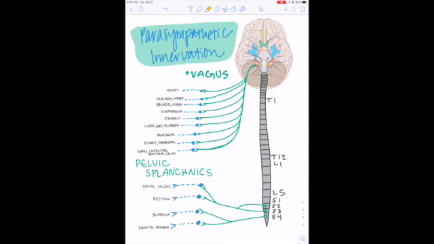Parasympathetic innervation includes both the vagus nerve and the pelvic splanchnics. So their preganglionic neurons are found in the medulla for vagus and in the sacrum for the pelvic splanchnics. They synapse with their postganglionic neuron in the walls of their target organs. This stimulates peristalsis in the gut and secretion by digestive glands.